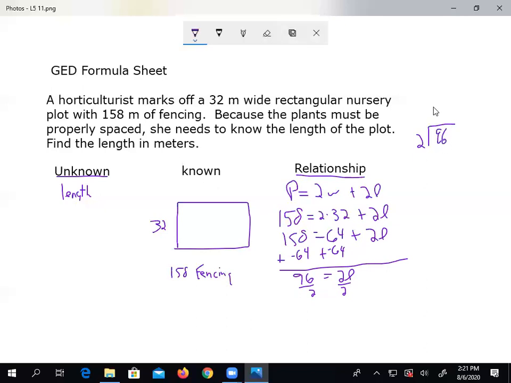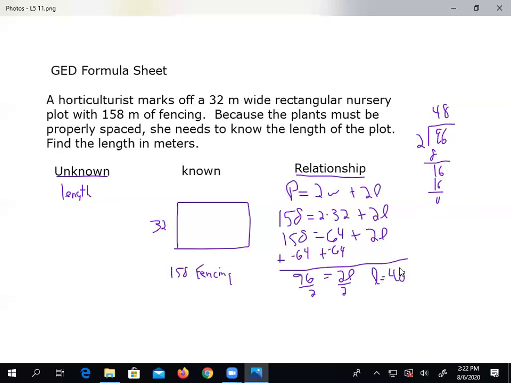2 goes into 9 4 times. 4 times 2 is 8. My remainder is 1. 2 goes into 16 8 times. 2 times 8 is 16, so my remainder is 0. So 96 divided by 2 is going to be 48. So my length is going to be 48.